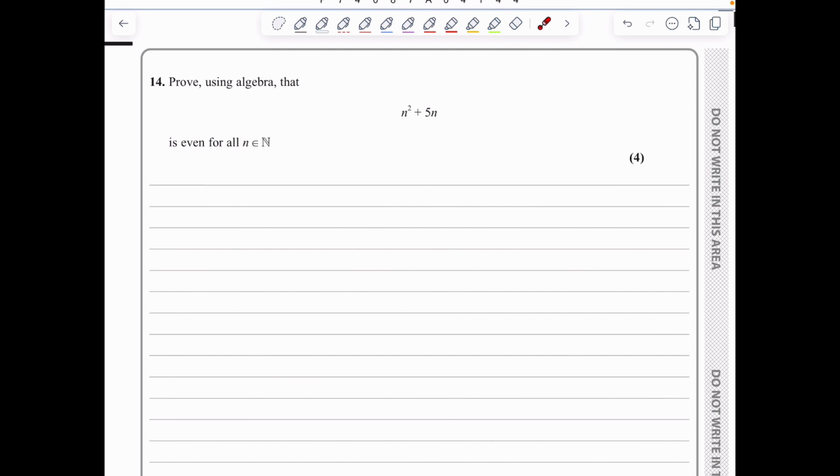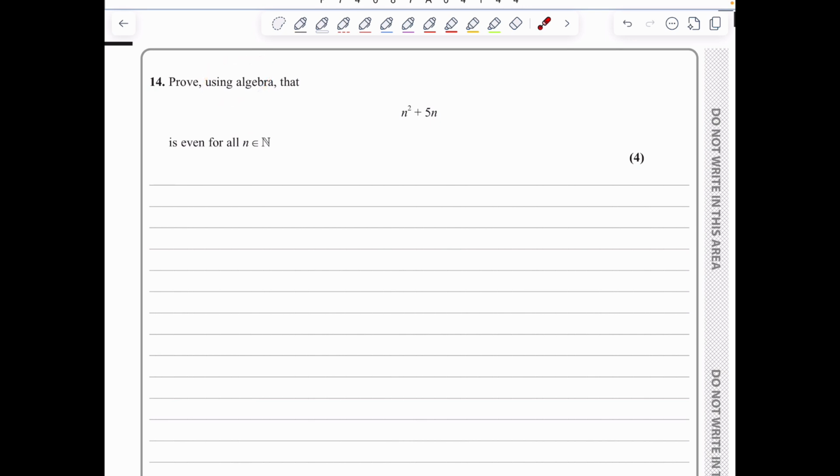Question 14 is on proof. We need to prove using algebra that n squared plus 5n is even for all n in the naturals. Now the naturals are the positive integers. Before we present the proof, let's be clear here that if you use a logic approach, you will score 0 because the question is asking for you to use algebra.